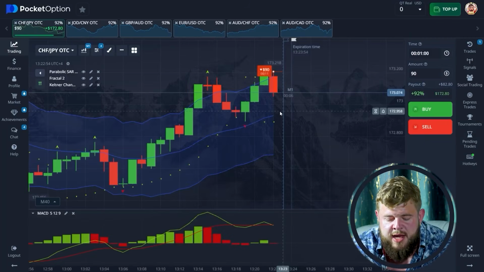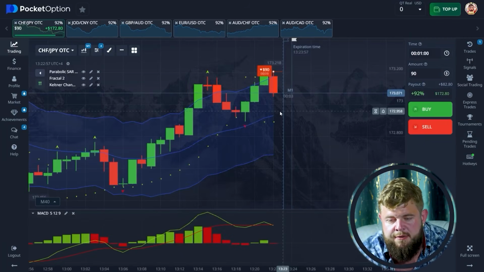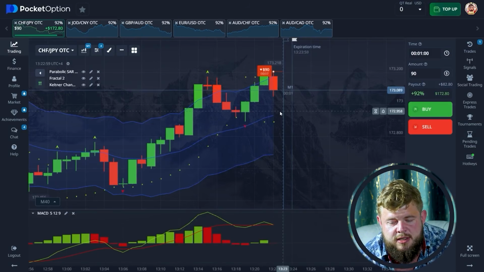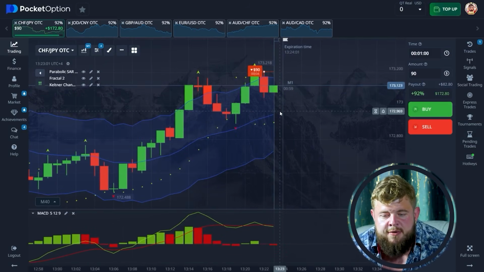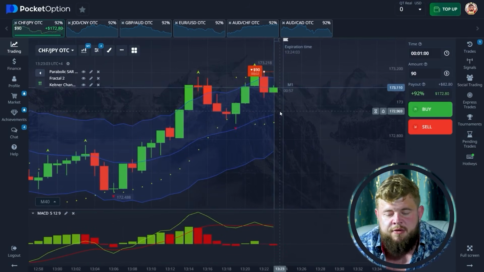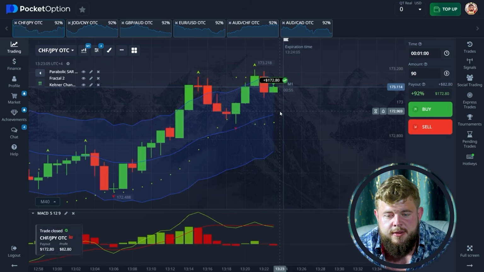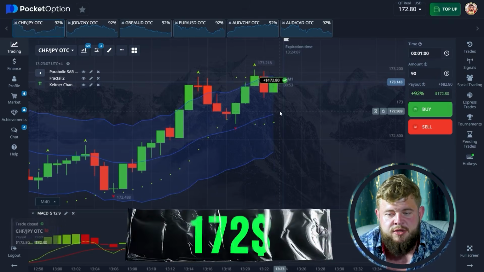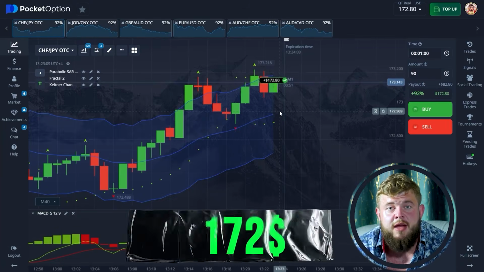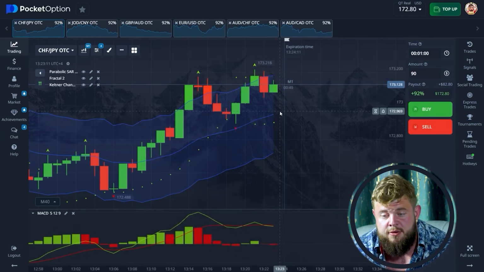So we have a very nice reaction of the market, guys. We have even made the bearish engulfing of the previous bullish candle. Okay, the first trade is closed with profit, and we have $172 on the account right now.